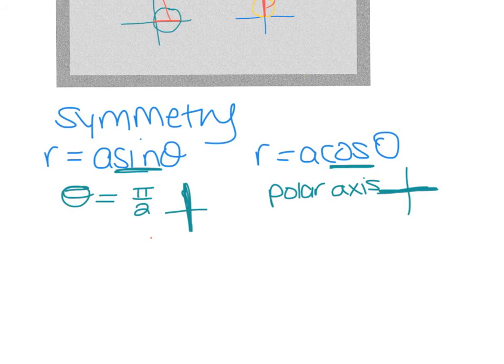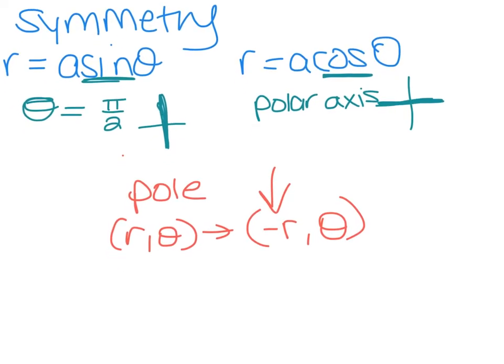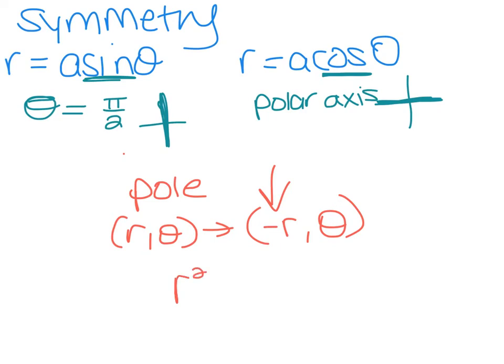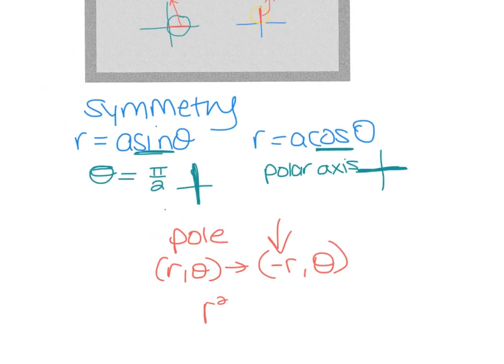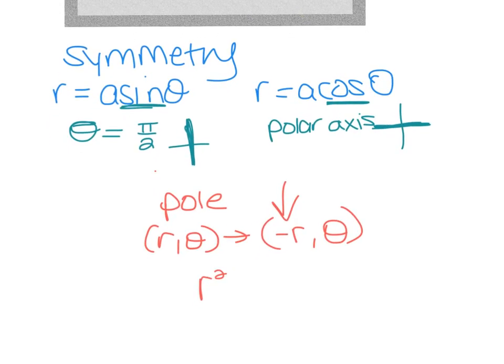And then the only other one is if it's symmetric to the pole, and in that case, you would replace r, theta with negative r, theta. If you think about what would get rid of a negative on an r, it would be a square. So your lemniscates are going to be symmetric to your pole. All right, hopefully that helps your graphs. There's an example on the next slide. There's some examples, obviously, from the original homework or the original notes and the warm-ups.